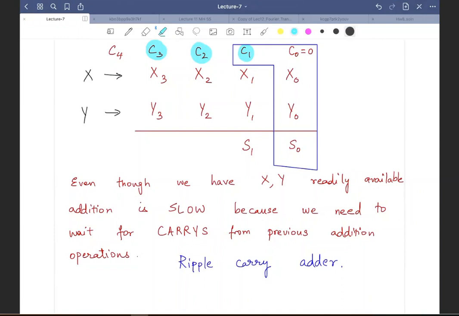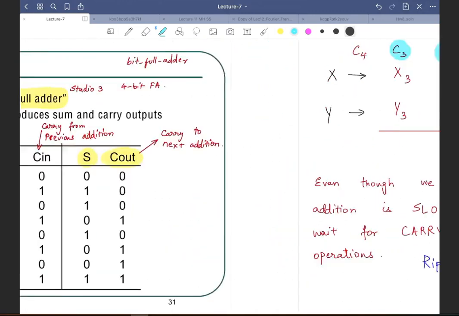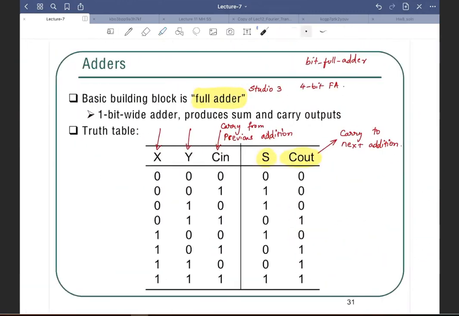Now, clearly, if I had 8 bits to add or 12 bits to add or 16 bits to add, my ripple carry adder delay, or the time it takes for me to complete the addition, will keep on increasing linearly with the number of bits. So let us see how that actually works out. But before we do that, I hope you understand one thing, which is C out refers to the carry to the next stage and C in is the carry from the previous stage.